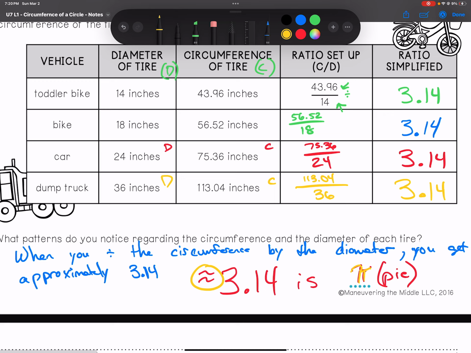Also, if you don't know how to draw the pi button, you draw a little wiggly line, and then it's like two T's under it. That's how you draw pi.